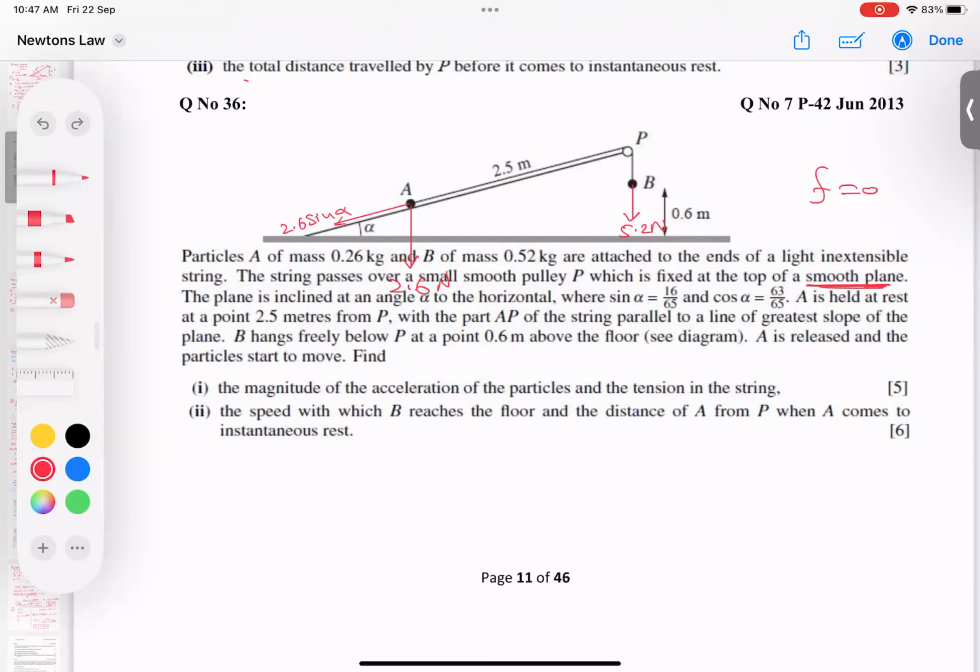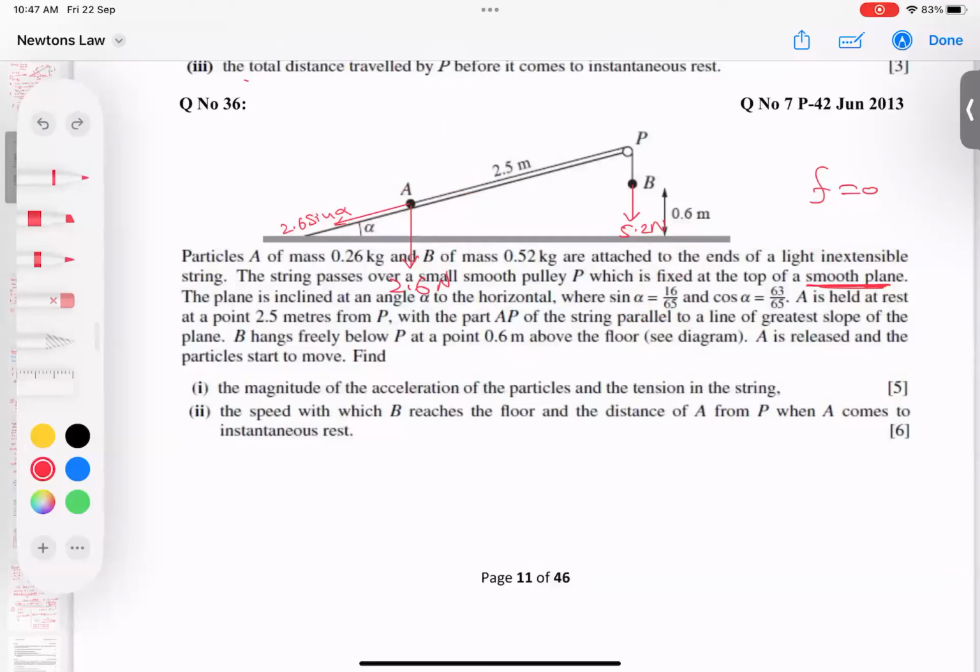The plane is inclined and cos alpha is given here. So we can use the values directly rather than finding alpha, as some students take sine inverse, get alpha, and then plug it in. Why waste our time? It is simply sine alpha, so I can plug in 16 over 65 here.